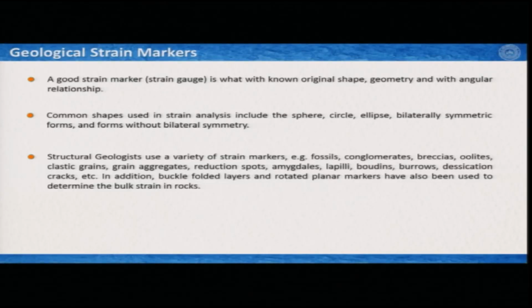And to figure out these shapes like sphere, circle, ellipse, etc., structural geologists generally use as strain markers some geological features, like fossils, some conglomerates, breccias, then oolites, again these are kind of fossils, some individual grains if we have to study the strain at a very micro scale, then reduction spots and so on. In addition to that, some deformed features also are helpful for analyzing the strain.